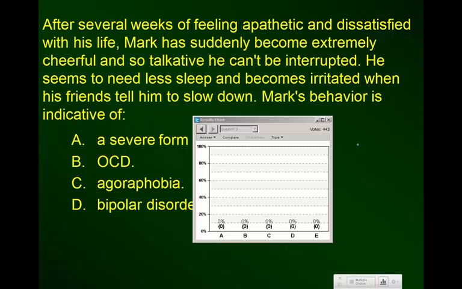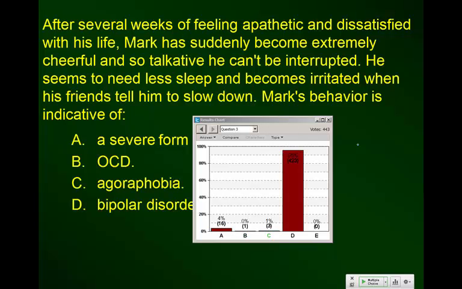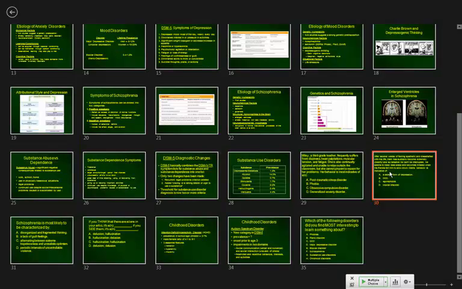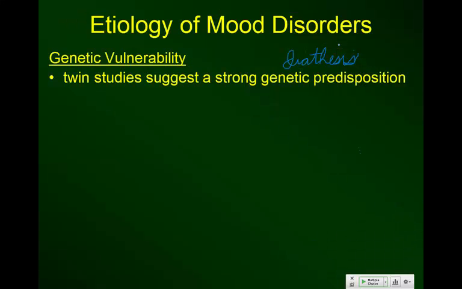So clearly, I'm doing an awesome job, you guys are doing an awesome job, or these questions are too easy. Bipolar disorder, because we've got the downs, and then we've got the ups of mania. It seems like you guys have got your head around that. Awesome. Let's jump back to the etiology slide.